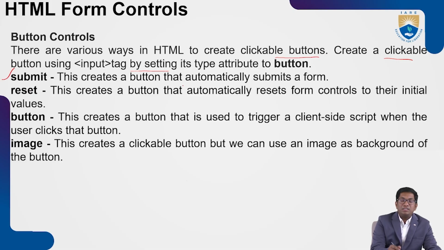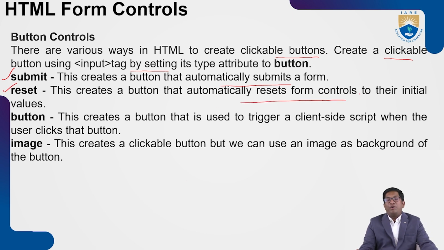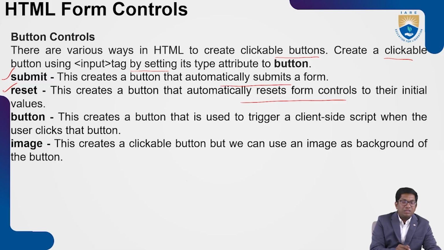Submit button: this creates a button that automatically submits a form. So whatever you gave in the input fields will be submitted and sent to the action URL. Next, reset button. This creates a button that automatically resets form controls to their initial values. So whenever you open the web page, whatever input values are there in the text fields or input fields, it will display those, and it will clear all the input data. So that is a reset button. Otherwise you can create normal buttons, clickable buttons, or image buttons. For an image, we give the input to insert the image, and for that image we can create the button.